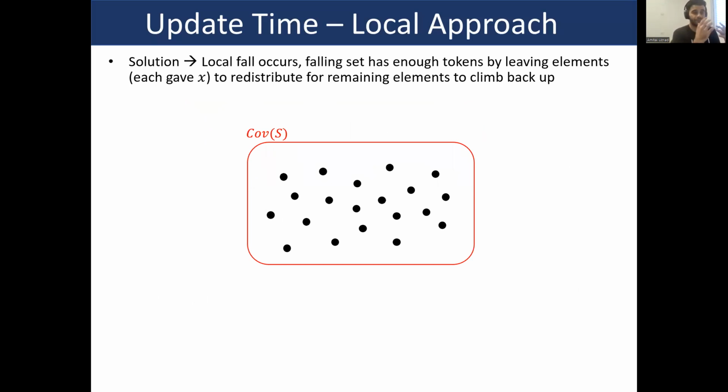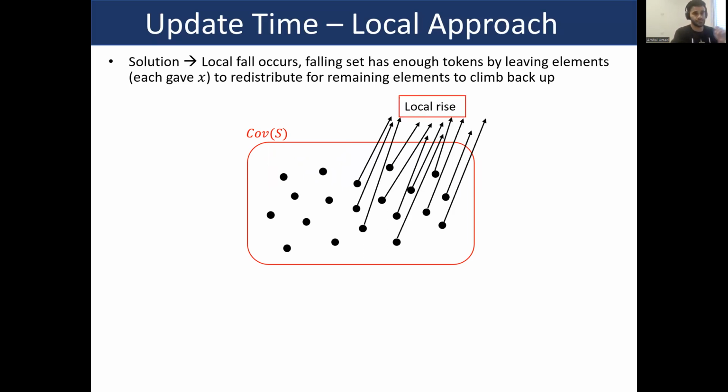And if those elements left it, they each left X tokens behind for the set. And these X tokens that are left behind from each element can be redistributed to the elements in the cover set that do the fall, such that they can have enough tokens to climb back to where they were before the fall. So let's see what I mean exactly by that.